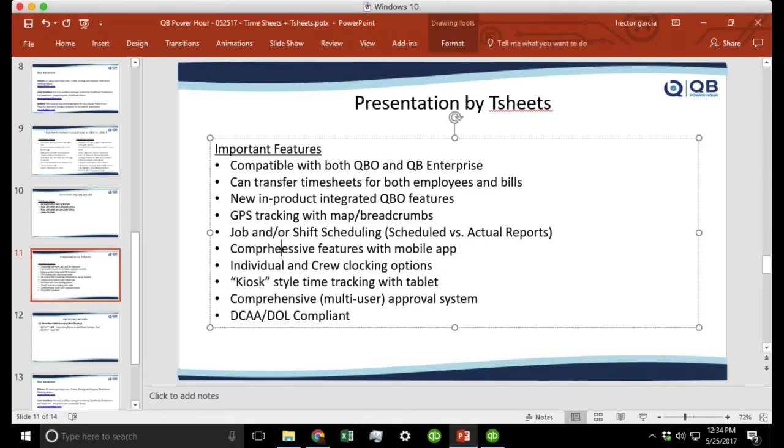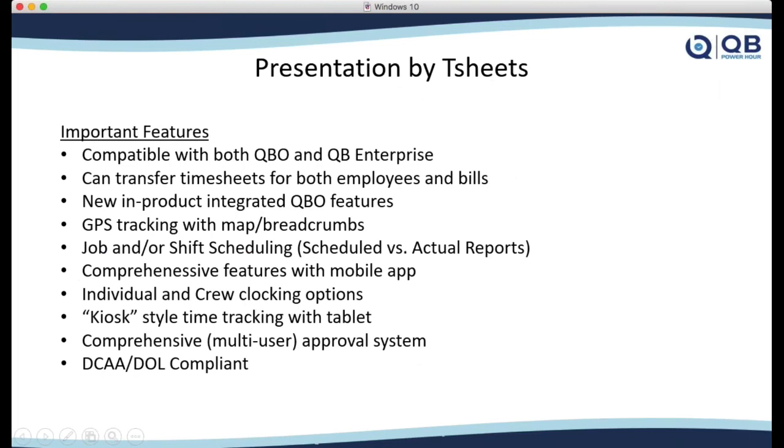You have comprehensive features on the mobile app. So the mobile app has a lot of features of things you can do in terms of time tracking. You can do both individual and crew clocking, which is huge. I have a landscaping company that has 7 crews, and each crew has between 2 and 5 employees. Some of these guys just don't have the discipline to all clock in and out, so they just give the responsibility to one person to do the clocking in and out on the jobs.